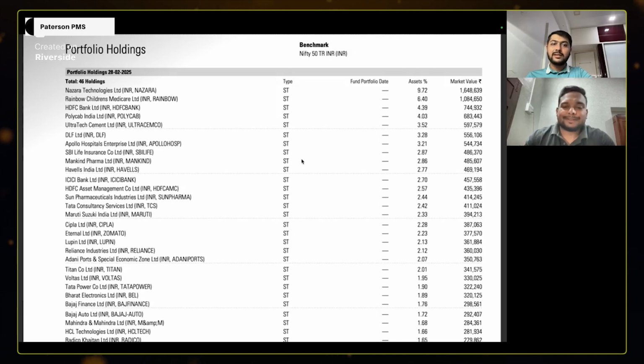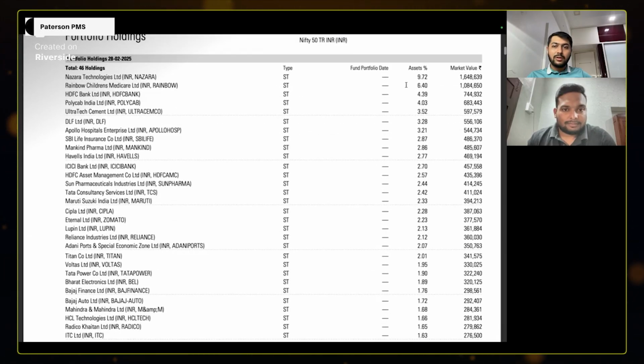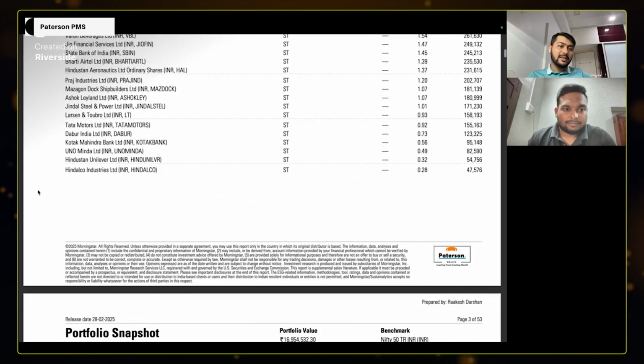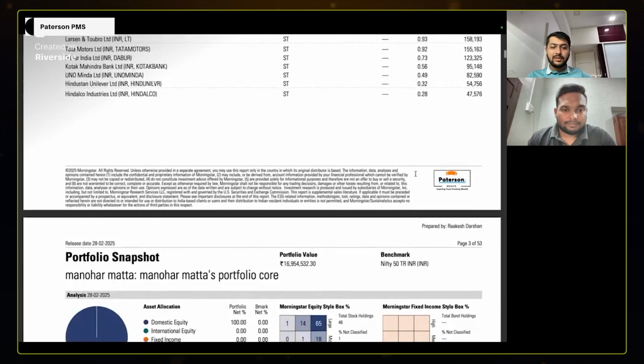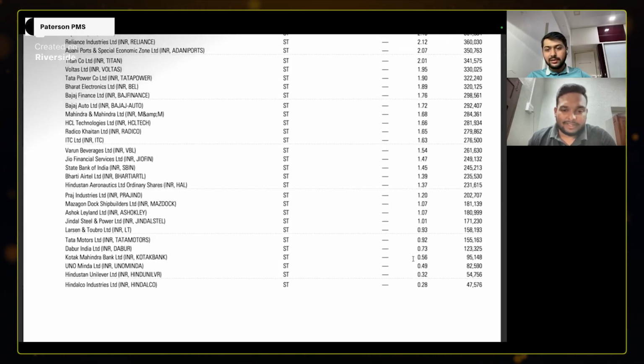Correct, that's true. Another problem with holding this many stocks is that people are not able to prioritize weightages for each stock. If you see anything apart from the top five stocks, the average holding is less than 2%. There are even some stocks with almost 0.28% holdings, which is very little for this person.